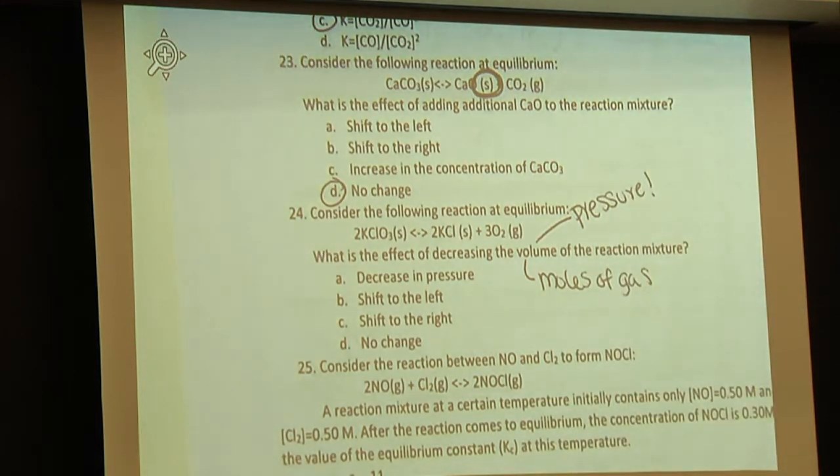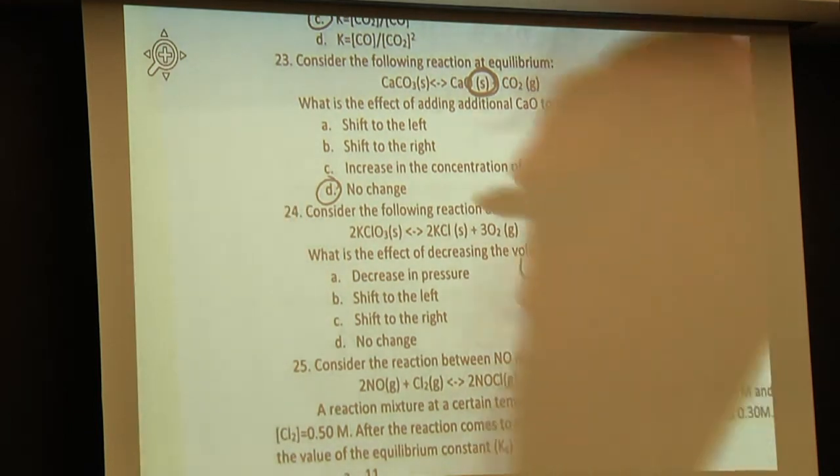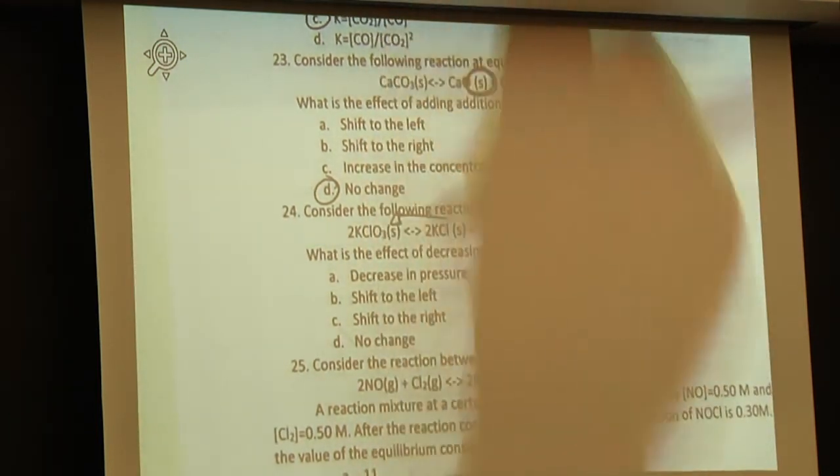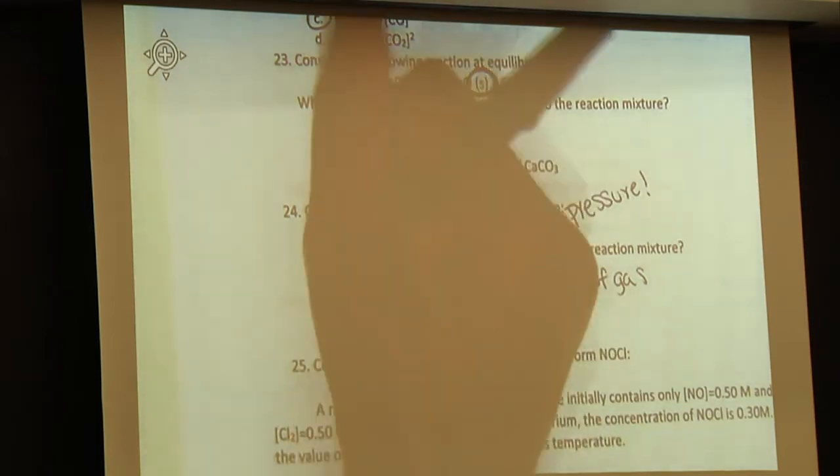So if we are decreasing the volume, would you rather have more or less people with you on an elevator? Less. So where are you going to go? To the place where there's the least amount of moles of gas. There's no moles of gas in the reactants, so we're just going to shift that direction. So the answer should be B.